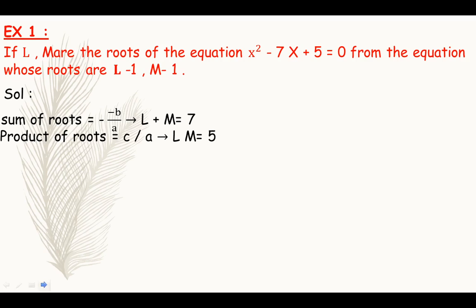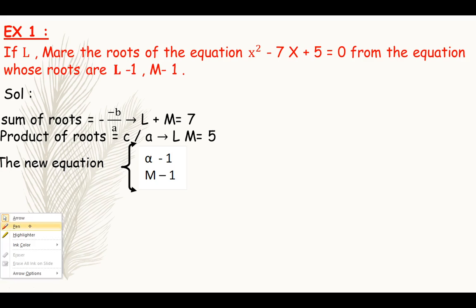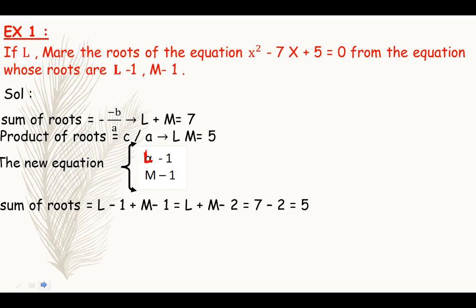Okay, product of roots is c over a. C equals 5 and a equals 1. So the product of roots, we are going to translate it to Lm. So Lm will be equal to 5. Now let's go to the new equation. The new equation has two new roots, L minus 1 and m minus 1. We are going to find the sum of the new roots and the product of the new roots.